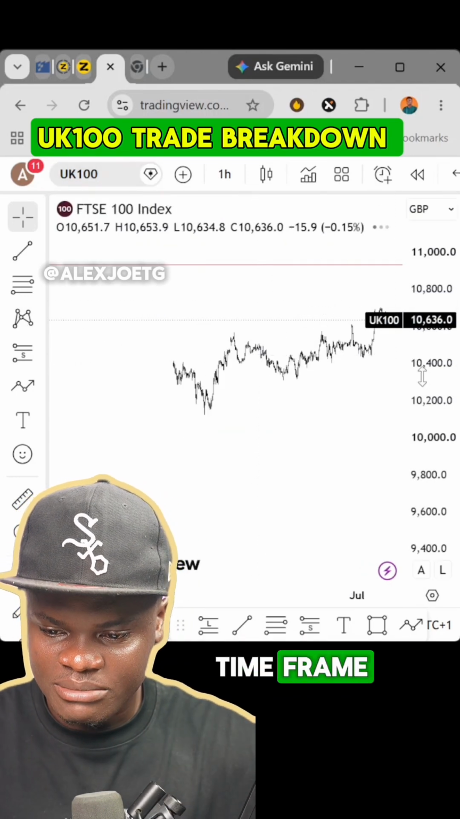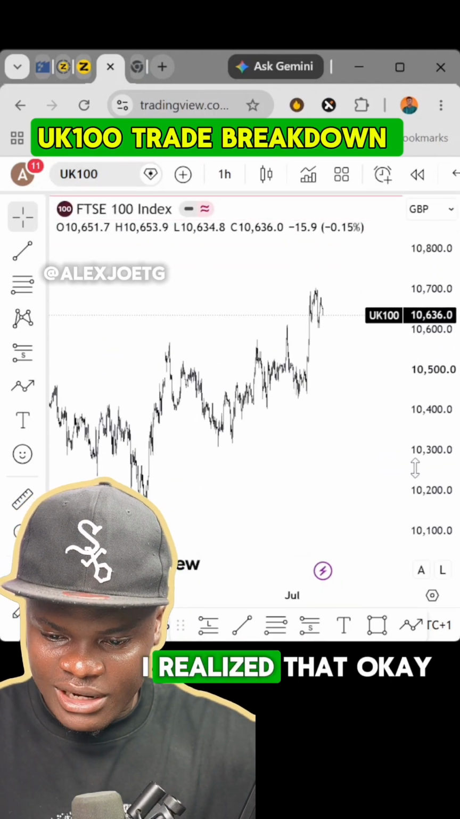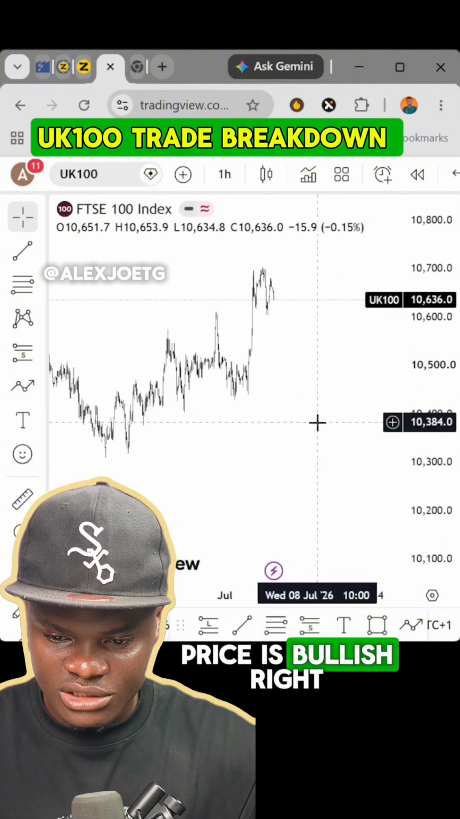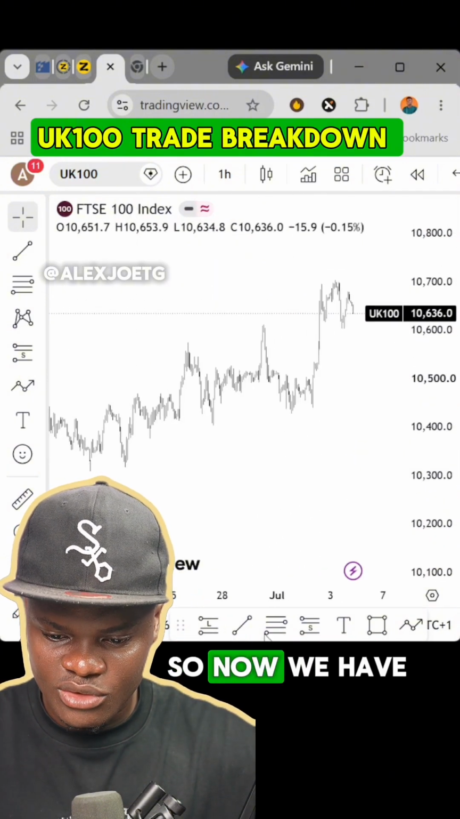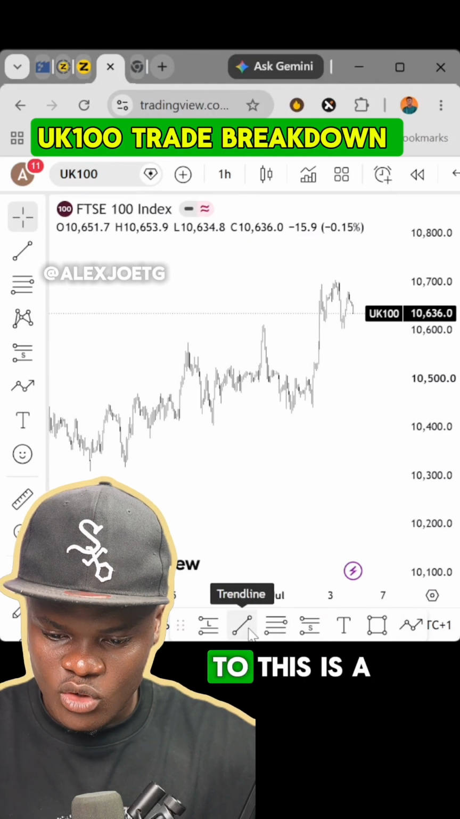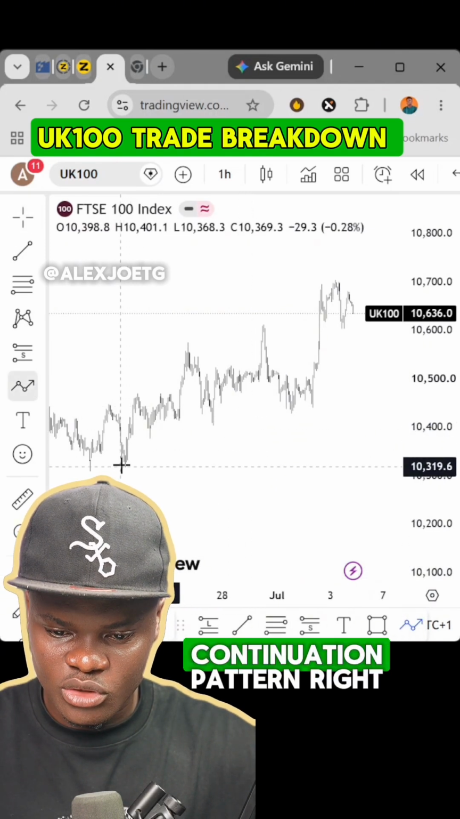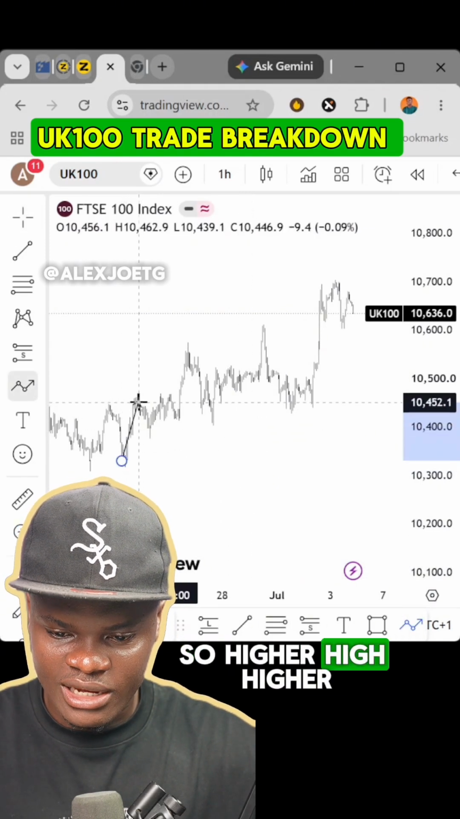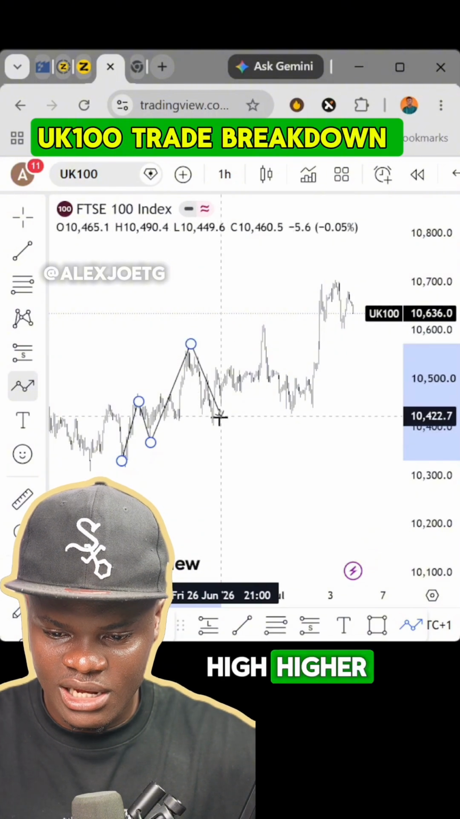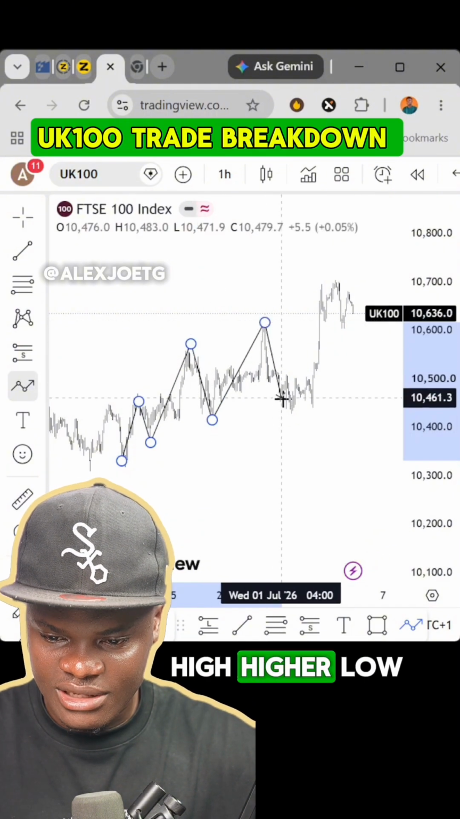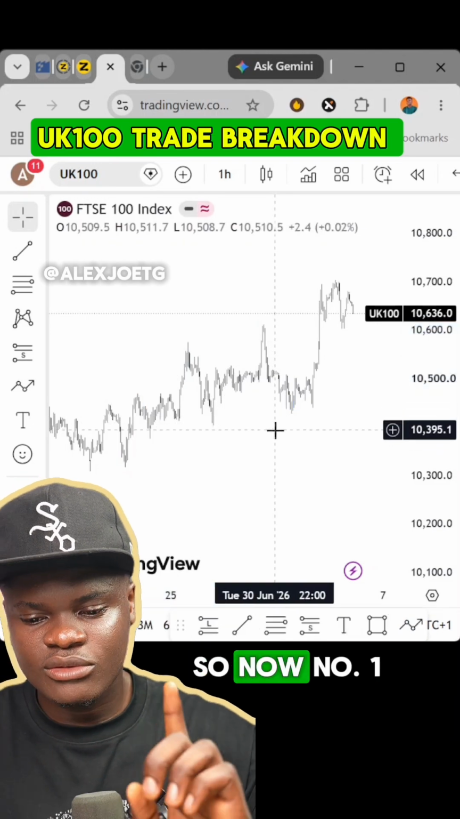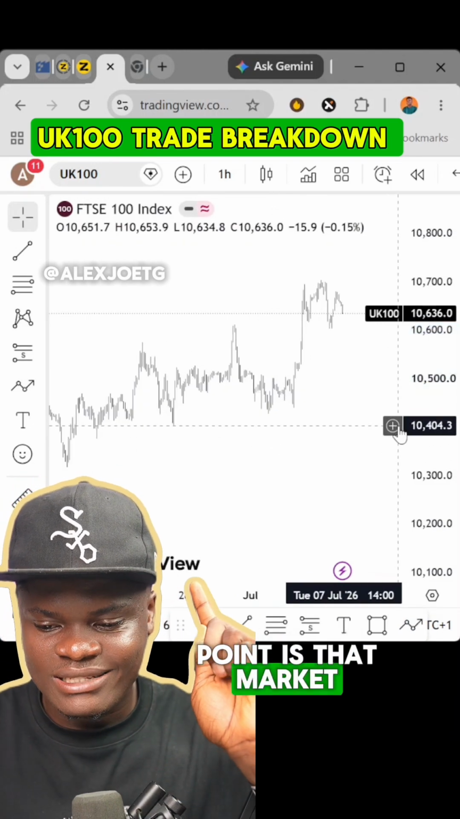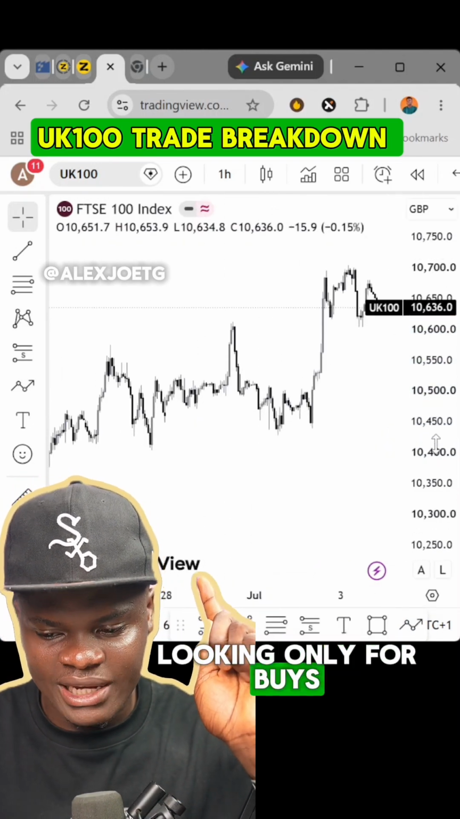On the 1 hour time frame, I realized that okay, price is bullish, right? Price has been bullish. So this is a continuation pattern, right? Higher high, higher low, higher high, higher low, higher high, higher low. You understand? So at this point, I entered the market. Now, number one point is that the market is bullish, so we should be looking only for buys.